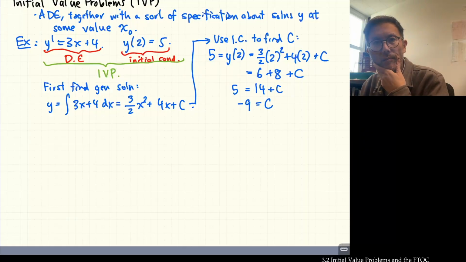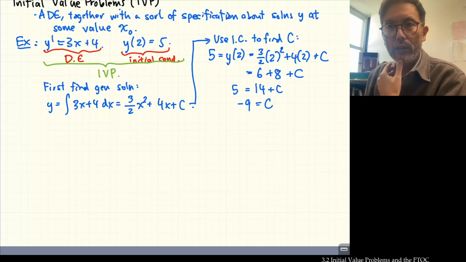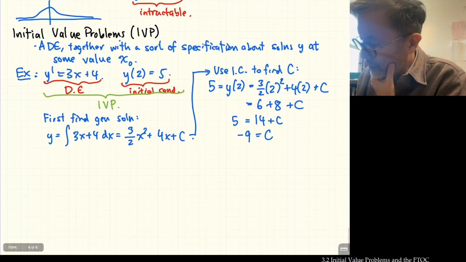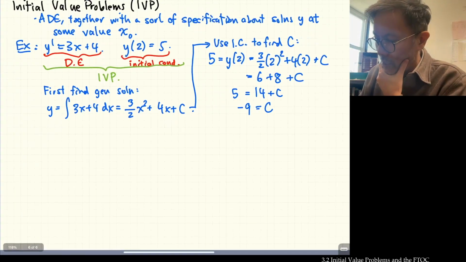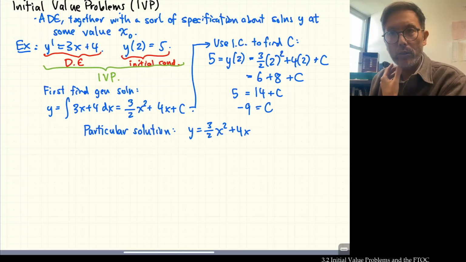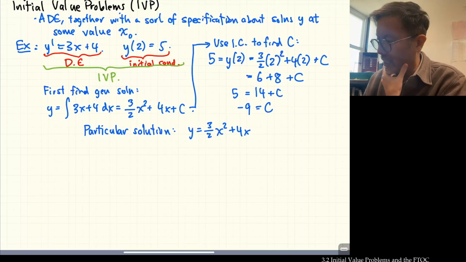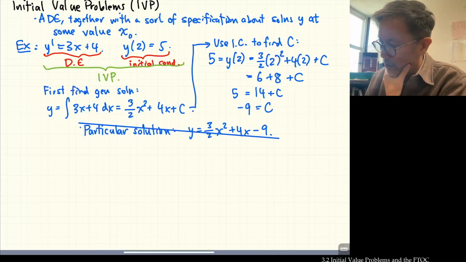Okay? And so, what is the solution to the initial value problem? Well, it's the particular solution that we get when we put c equal to negative 9. So our solution, maybe I'll call it the particular solution, is y equals 3 halves x squared plus 4x. So all I've done so far is copy the general solution, but now I'm going to replace c by negative 9. Minus 9. And that's the particular solution.